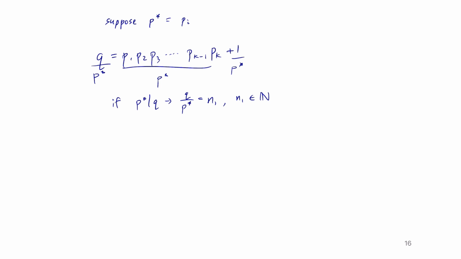Is that clear? If P star divides Q, the result when you divide Q by P star will be some integer, right? But also, if P star is equal to one of the PIs, the result when you divide this thing by P star will also be an integer.